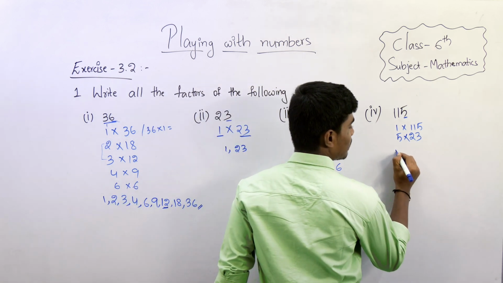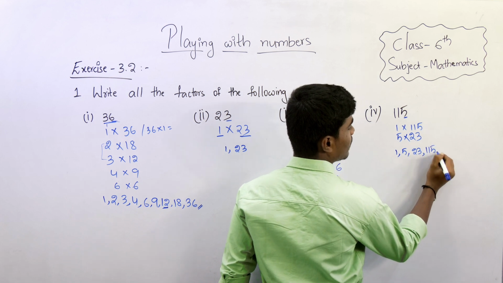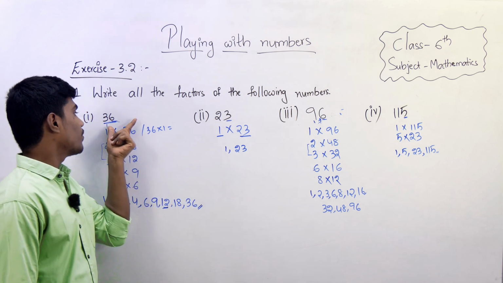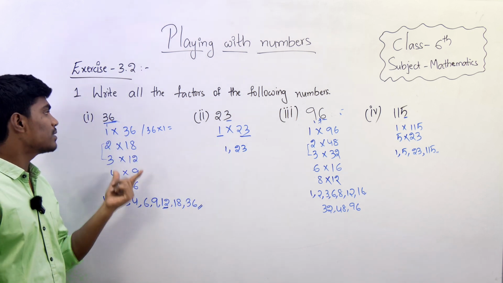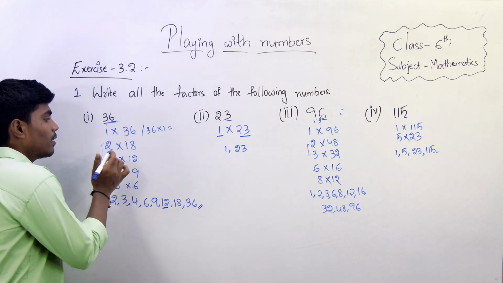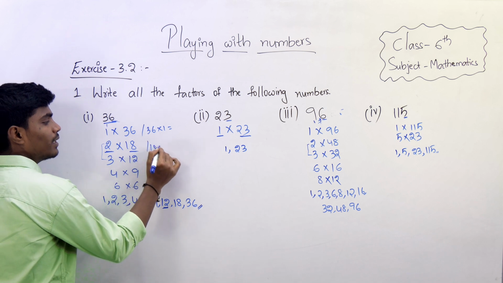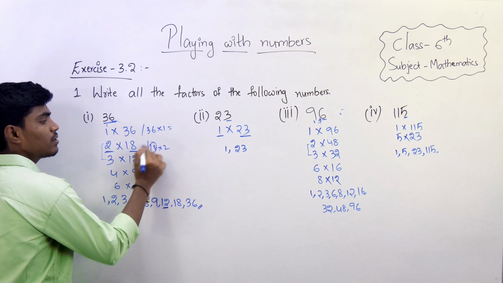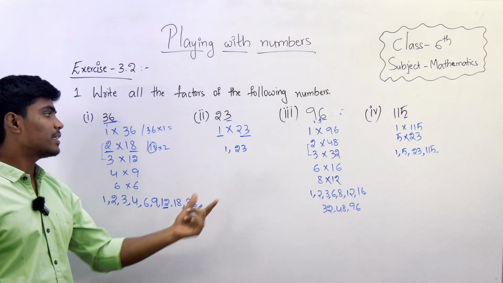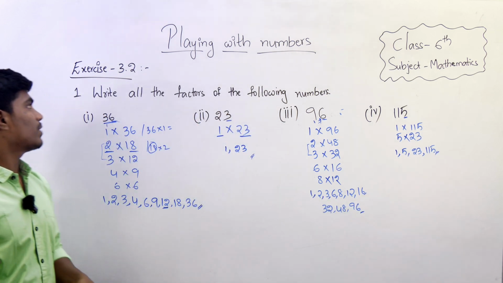See, the factors are 1, 5, 23, 115. These are the 4 factors of 115. Okay, what we have done is we have checked the multiples and written them as factors. See, here on the left side 1 is also a factor and the right side is also a factor, because 18 into 2 is 36, so 18 is also a factor. Okay, by this we have found the factors of each number and we have written all the factors here. Here the first one is done.